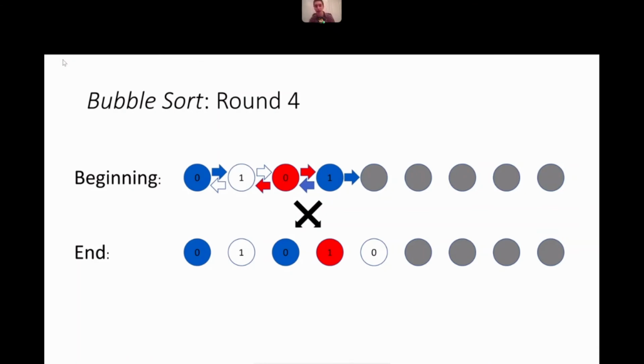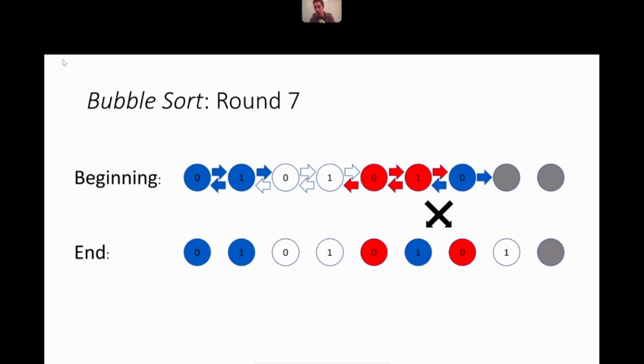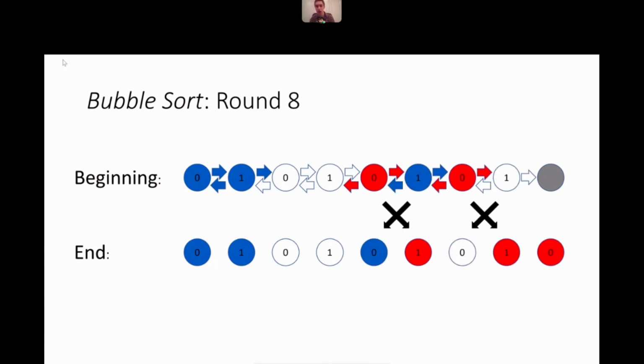But here, after the fourth round, the third and fourth agents know each other's colors, and so they know that they are out of order, so they can perform a color swap. They don't even have to communicate about this because they know what the correct state should be. Blue has to come before red, so they must do a swap. So the algorithm just continues that way, where swaps happen. Swaps don't happen next to each other, so that there are no conflicts.